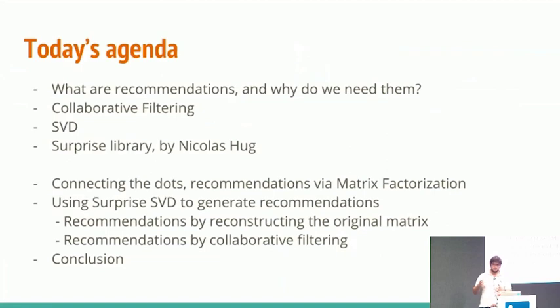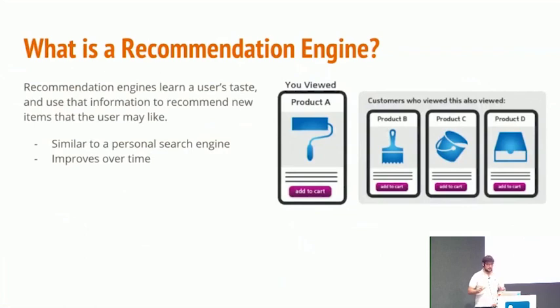And actually trying to understand in a Pythonic way some of the science behind the SVD. So without further ado, what is a recommendation engine? Probably the best way to understand a recommendation engine is to think of it as your own very personal search engine, right? Not only does it provide search results that are good for you personally, but it also improves over time, right?